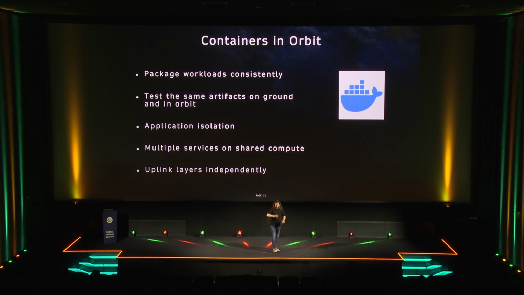It gives us some degree of application isolation, so we can start to think about running multiple services on shared compute at the same time. And obviously a big thing is we can uplink layers independently, so we can even preload the satellite before launch with base images and then just upload the diff. That saves us a lot of uplink bandwidth, which is one of the key constraints.